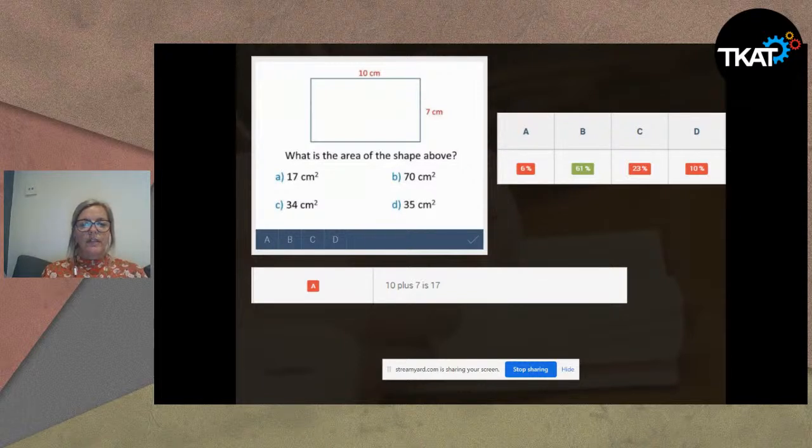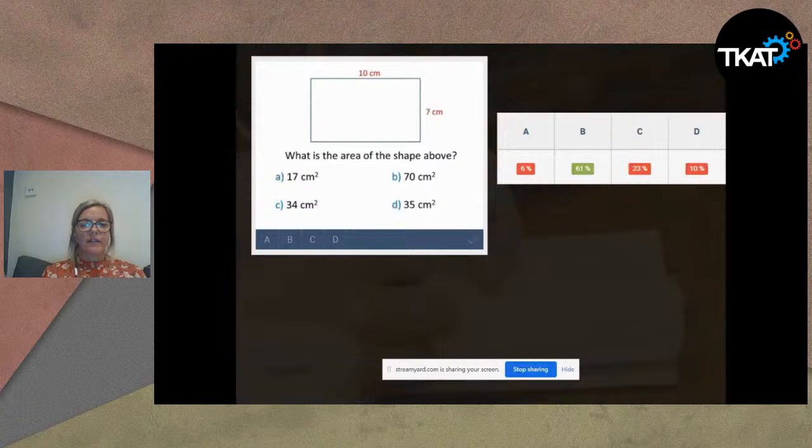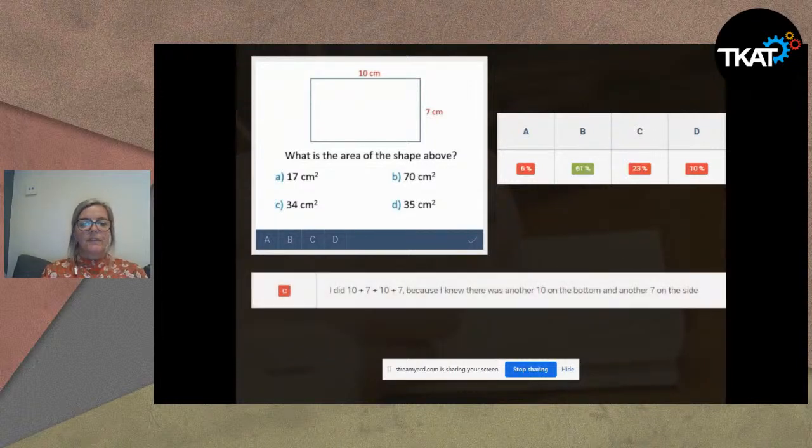Well, we know that they just added 10 plus 7. Some children are able to articulate this, and then you know immediately the misconception is that they've added instead of multiplied for area. For C, here's an answer. I did 10 plus 7 plus 10 plus 7.